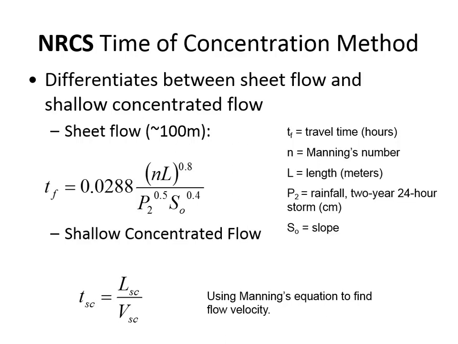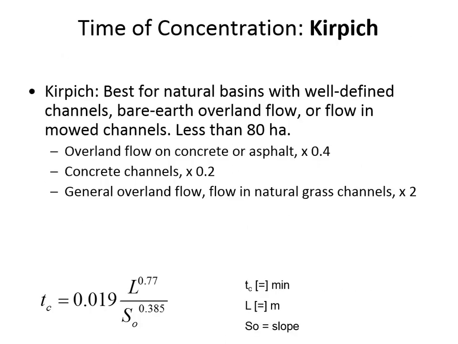And it's based off of that, rather than the intensity of the storm in question. So this is a little bit easier to use because it's not iterative. The Kirpich method is a simpler approach. You'll notice what's missing from the equation is that they're no longer including the n value or anything about the precipitation depth. And so it's insensitive to how big the storm is.